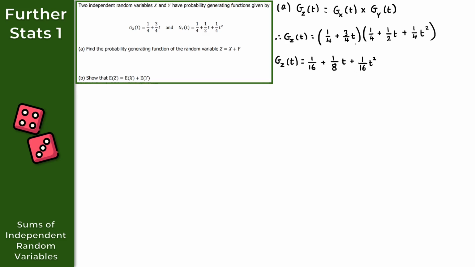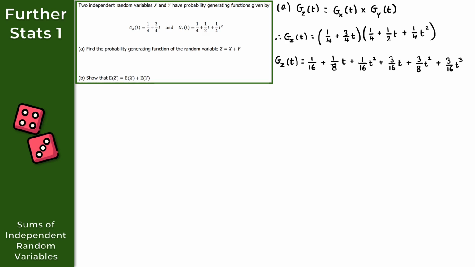We then have 3/4 t times 1/4, so I get plus 3/16 t. We then have 3/4 t times 1/2 t, so I get plus 3/8 t squared. And then finally, 3/4 t times 1/4 t squared, so I get plus 3/16 t cubed.